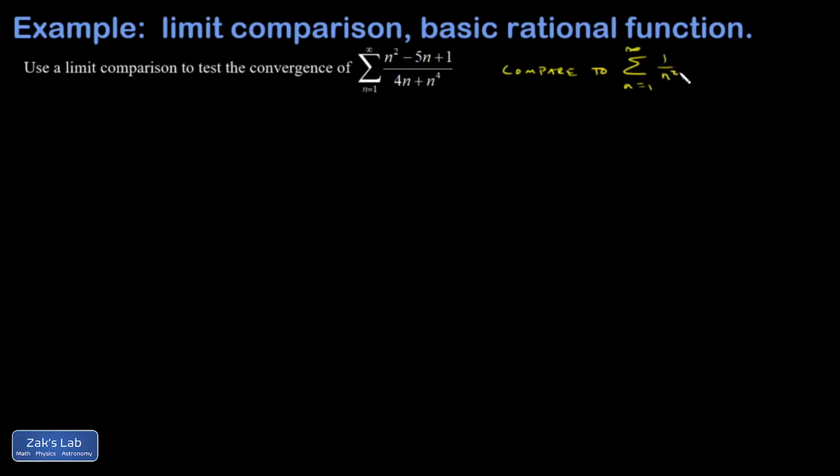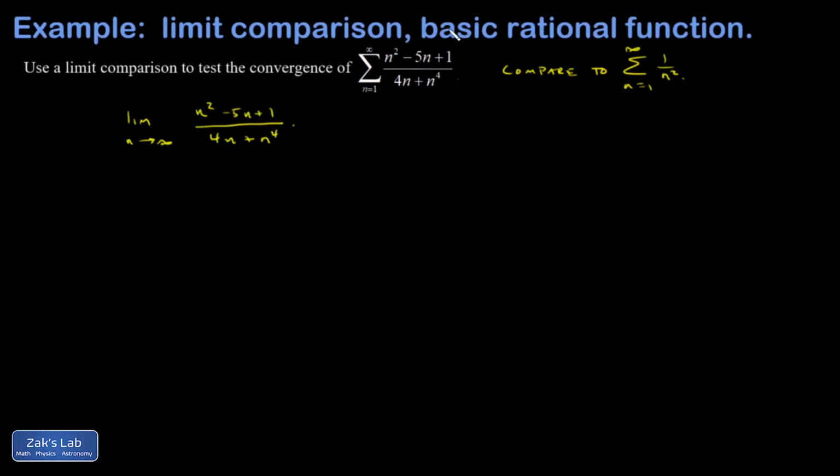And the argument is that these terms, to a good approximation, are becoming very close to the same exact things as the terms in 1 over n squared. 1 over n squared is a convergent series, therefore this should be a convergent series. So let's get into the formalities of it.